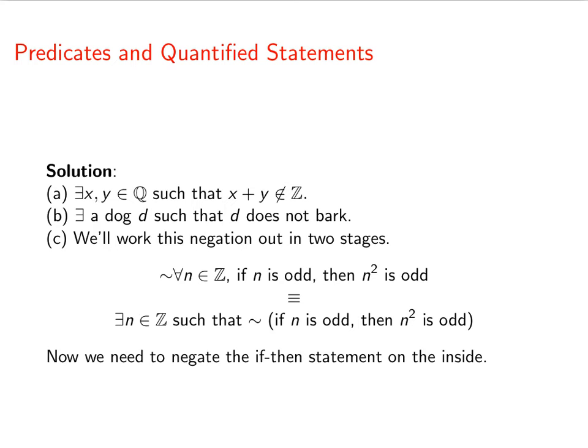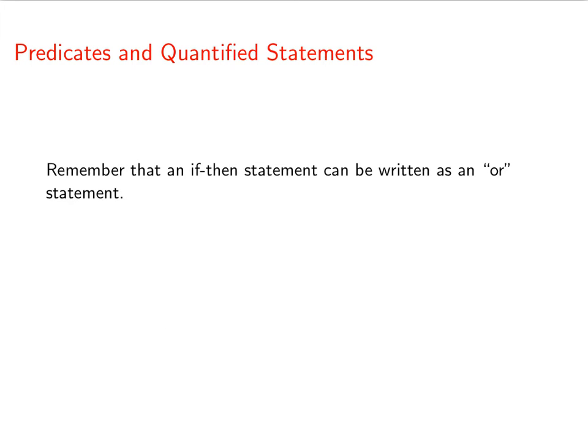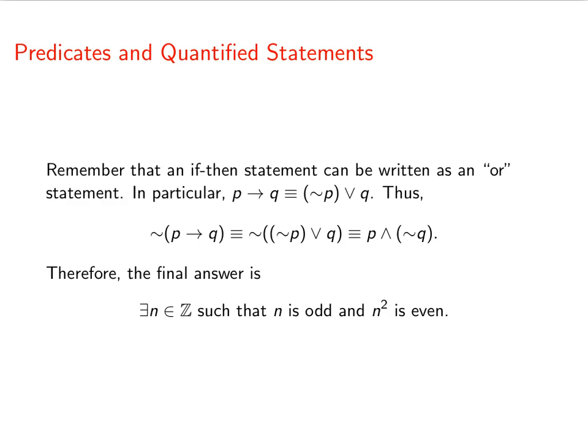We're going to negate that if-then statement on the inside. So remember that an if-then statement can be rewritten as an or. In particular, we have this logical equivalence that P implies Q is logically equivalent to not P or Q. And then remember that the way we can negate that is by using De Morgan's law. So the negation of P implies Q is P and not Q.